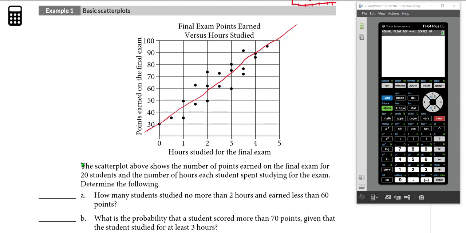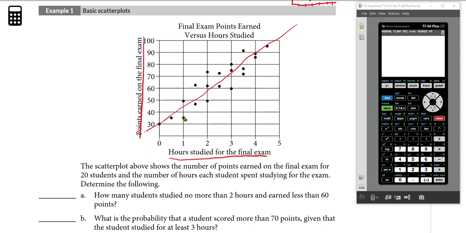So we've got a scatterplot here showing the number of points earned on the final exam for 20 students. So we see points earned on the final exam on the y-axis going from 30 points to 100 points. That is being plotted versus the other variable, the other data set here, which is the hours studied for the exam. So these are the two variables, the two data sets that are being combined on this scatterplot.